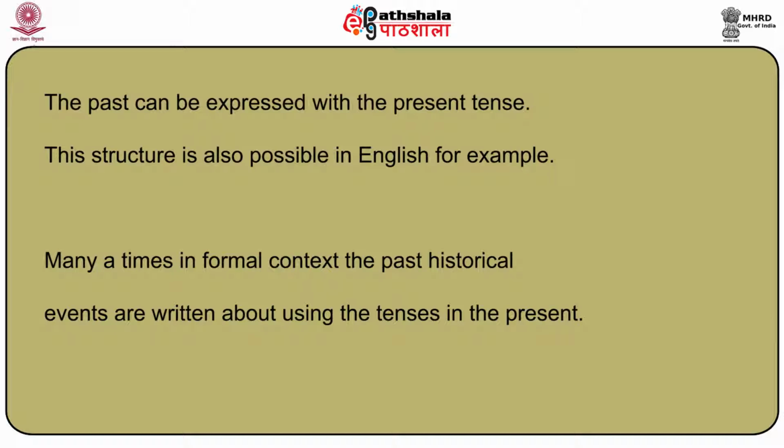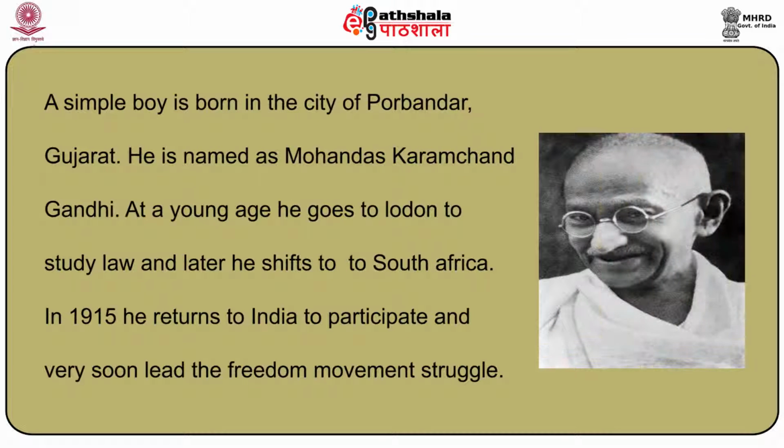Many a times, in formal context, past historical events are written about using the present tense. For example, in English, a simple boy is born in the city of Porbandar, Gujarat. He is named Mohandas Karamchand Gandhi. At a young age, he goes to London to study law, and later he shifts to South Africa for work. In 1915, he returns to India to participate in and very soon lead the freedom movement struggle.